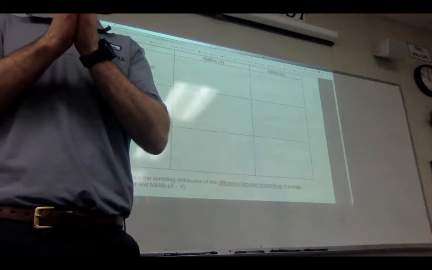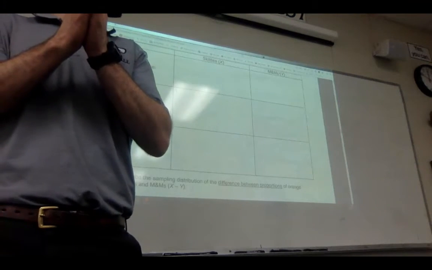I did my homework last period. Ready, set, go. Fill in this chart for M&M's and Skittles in your groups. Go. Mean is just going to be the same.